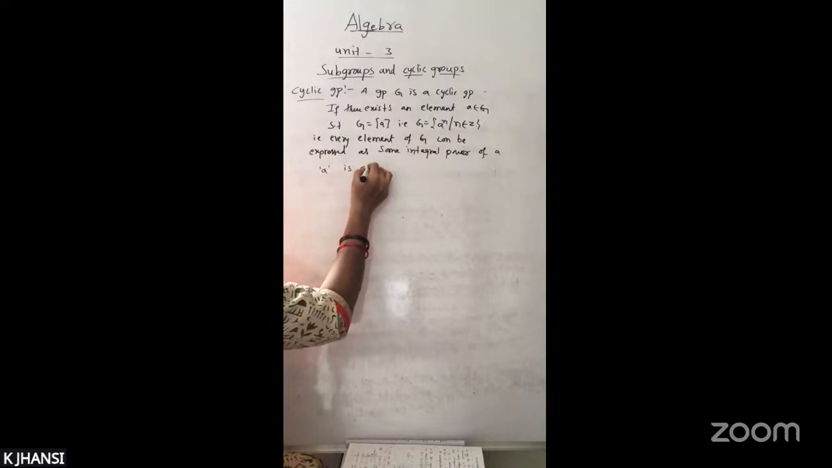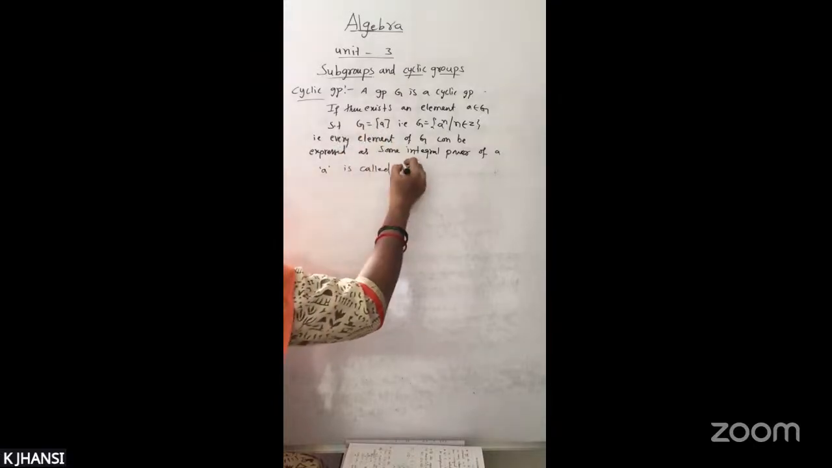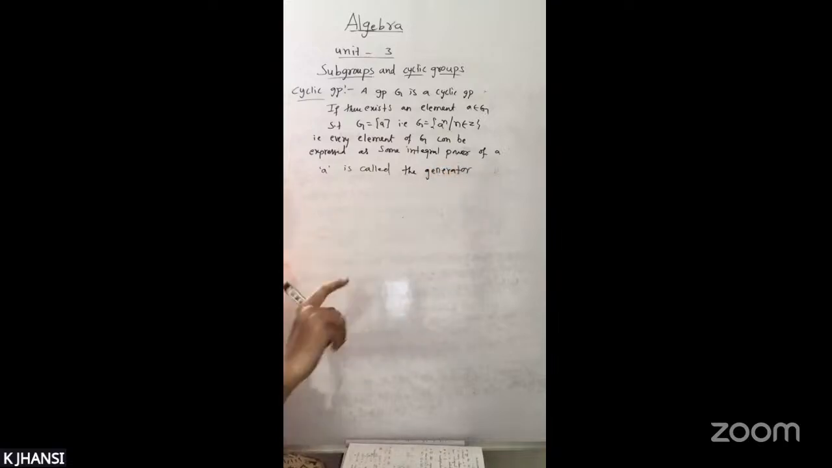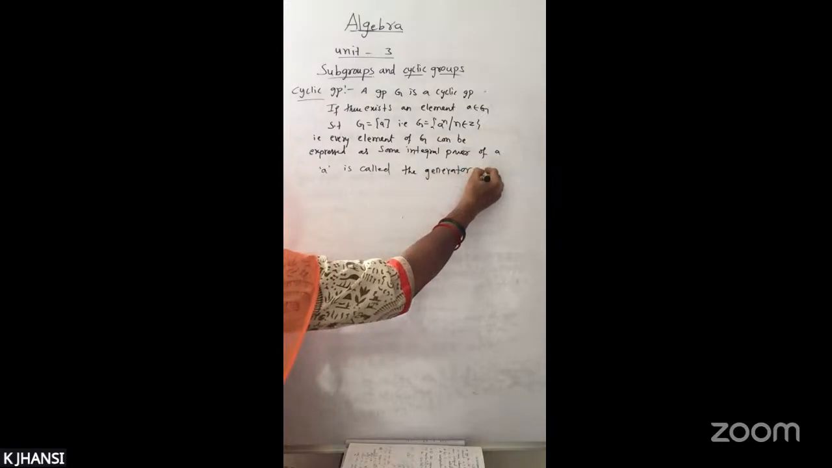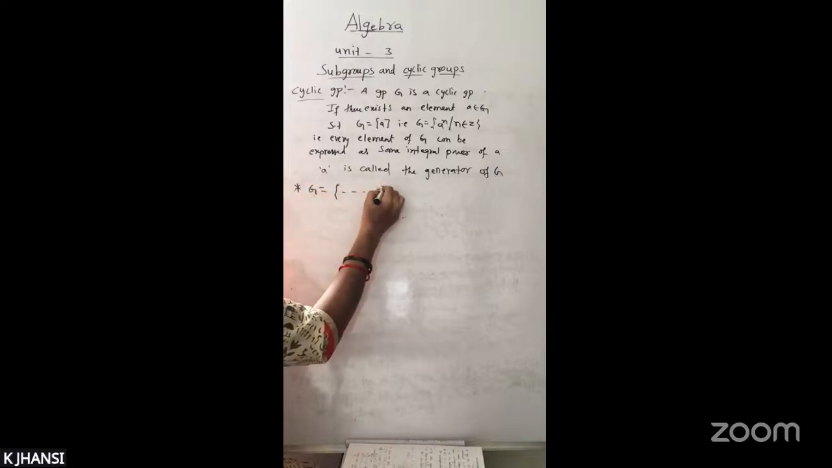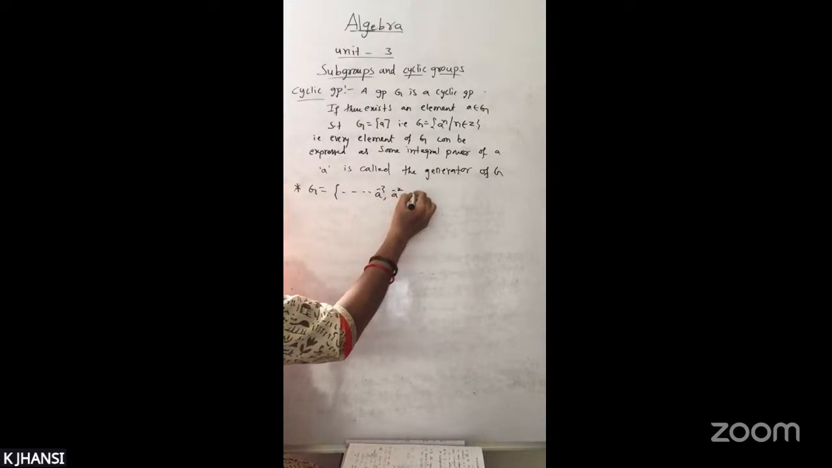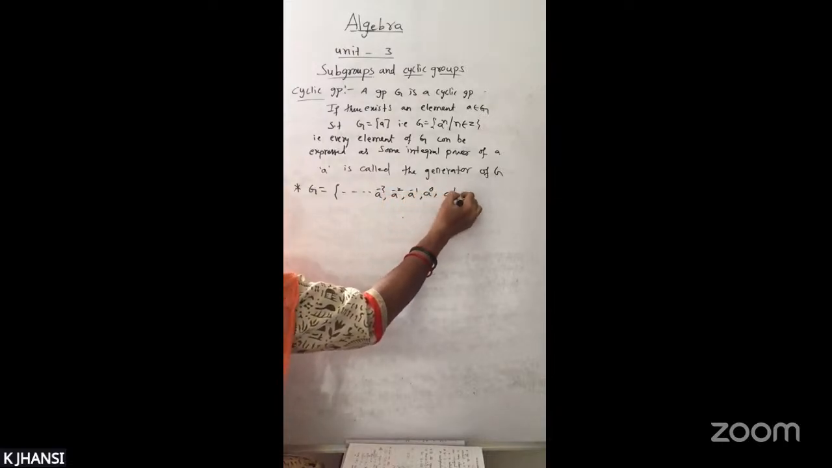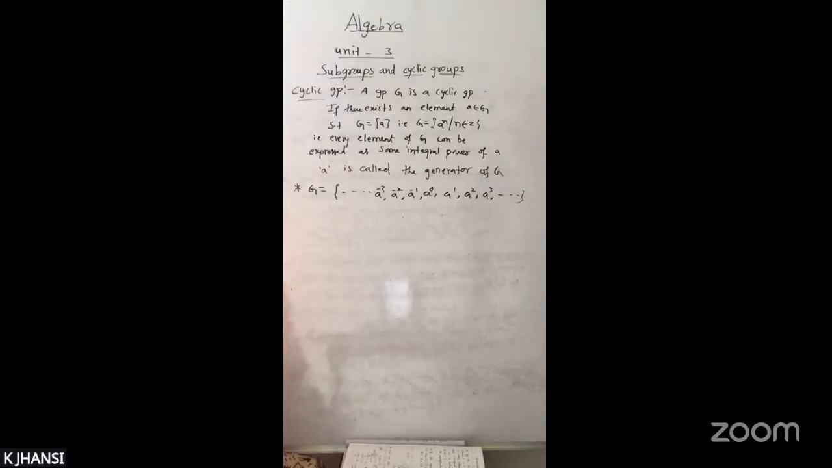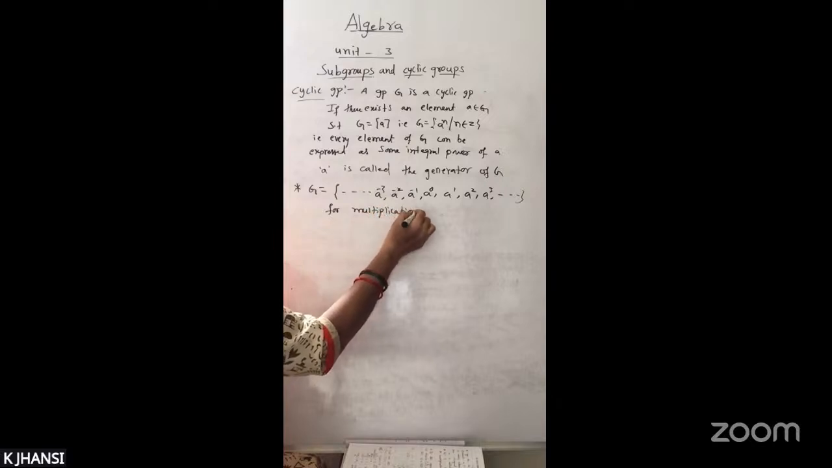a is called the generator of G. It generates the elements, so you can take G equals even like this: a to the minus 3, a to the minus 2, a to the minus 1, a to the 0, a to the 1, a squared, a cubed, and so on. It generates the elements for multiplication. So whenever the operation is multiplication, we will get the elements like this.